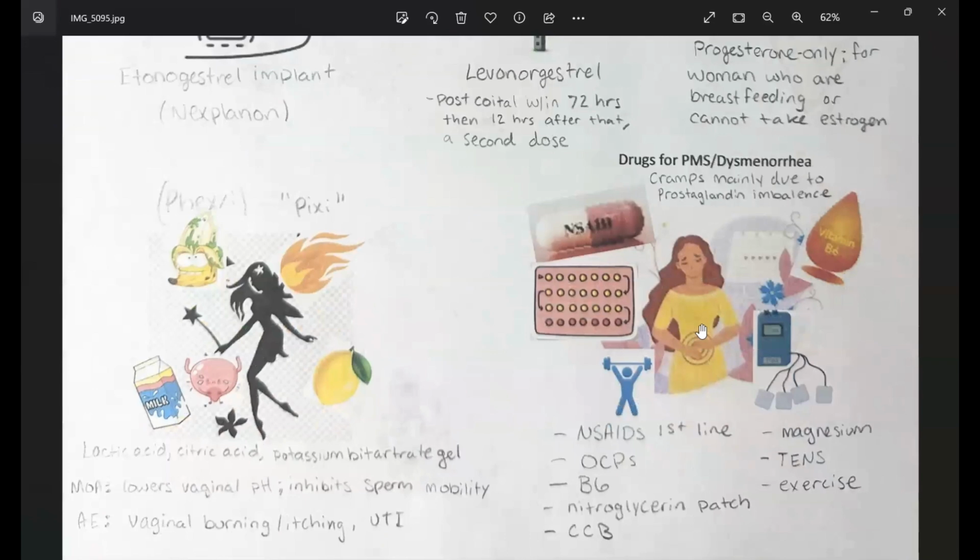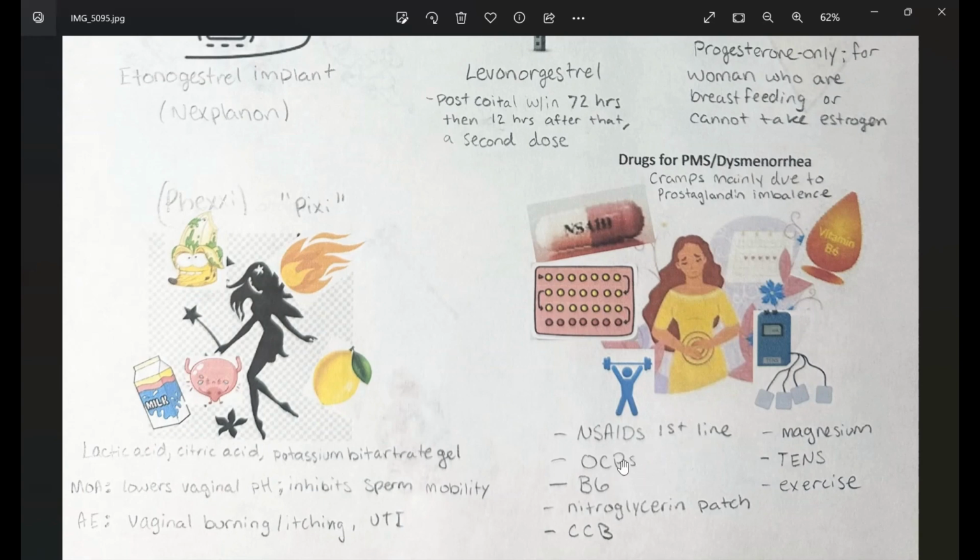Now we'll move on to some drugs for PMS or dysmenorrhea. The cramps that accompany menstruation are mainly due to prostaglandin imbalance. Because of that, NSAIDs are going to be your first line because those are prostaglandin antagonists, I believe.